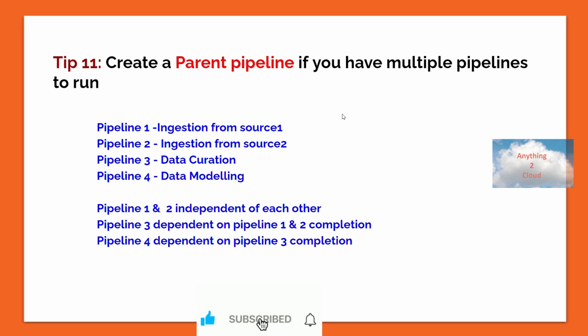The next step is on parent pipeline. For example, if you have 4 pipelines: pipeline 1 is ingestion from source 1, pipeline 2 is ingestion from source 2, the third pipeline is a data curation pipeline, and pipeline 4 is a data modeling pipeline. How this is going to execute is like this: pipelines 1 and 2 are independent of each other, pipeline 3 is dependent on completion of pipelines 1 and 2, and pipeline 4 is dependent on completion of pipeline 3. So if you have such scenarios, how do we define the pipelines?